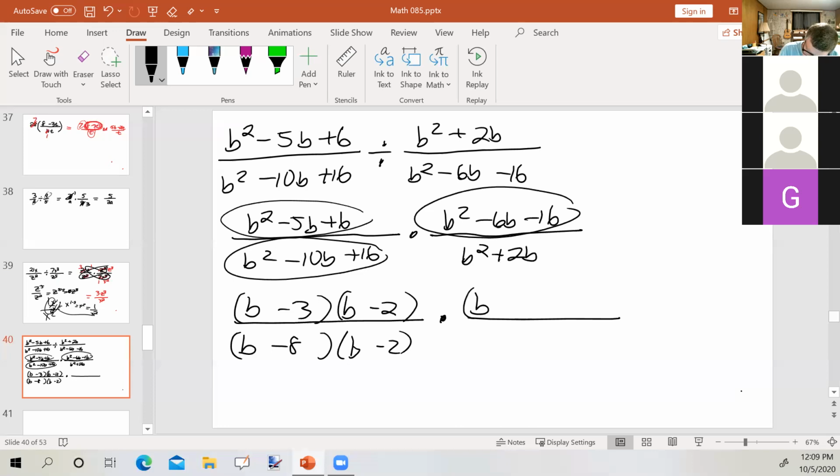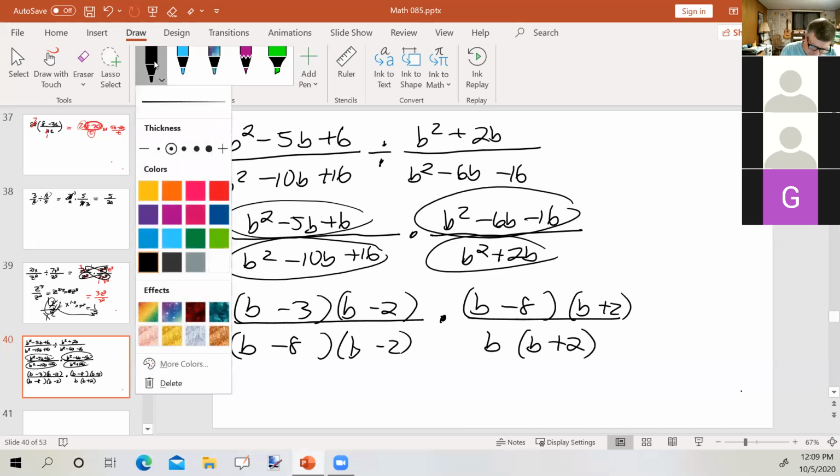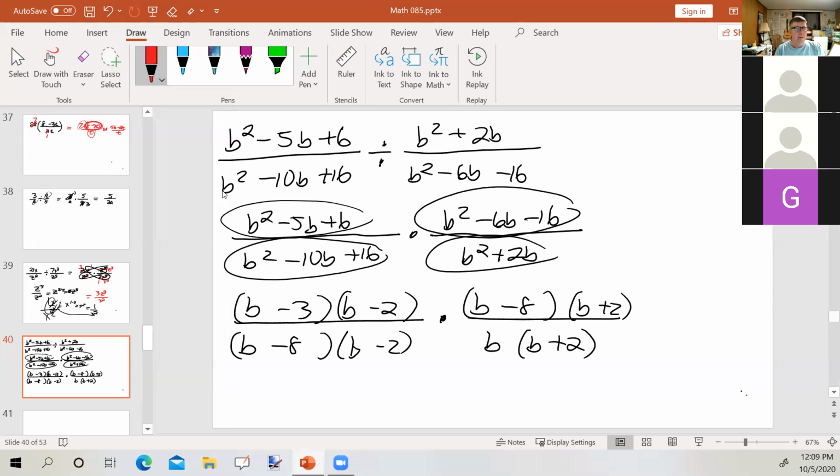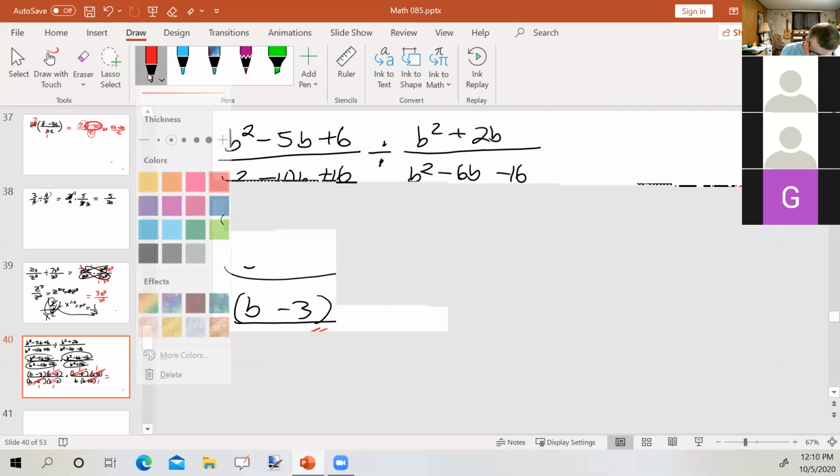Factoring this, I get b and b, minus 8 and plus 2, product is negative 16, sum is negative 6. And here I'm just going to factor out a b and have a b plus 2 left. And now it's reduction time. Let's see. b minus 8 and b minus 8 reduces down. b plus 2 and b plus 2 reduce down. b minus 2 and b minus 2 reduce down.